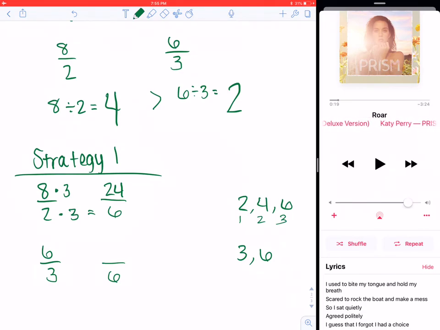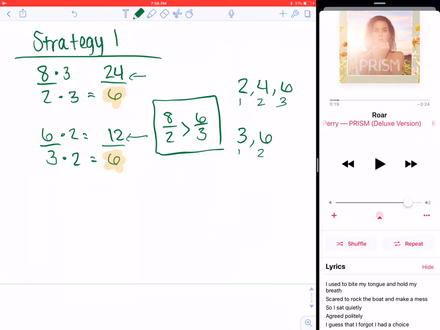Okay, so here I have 3. I multiply 3 by 2, and that's how I got 6. So 3 times 2 is 6. And 6 times 2 is 12. And if I check myself, 12 divided by 6, it's still 2. So now I can compare my pieces. Which one has more? The 24 or the 12? Because my denominators are the same, I can compare my numerators as whole numbers, essentially. So 24 is greater than 12. Therefore, 8/2 is greater than 6/3.